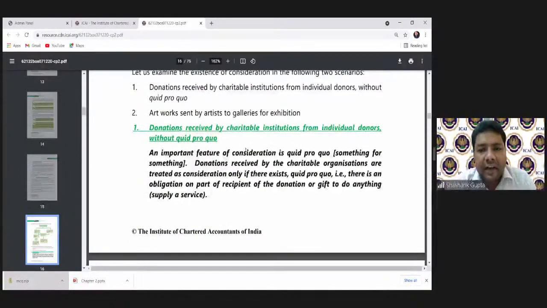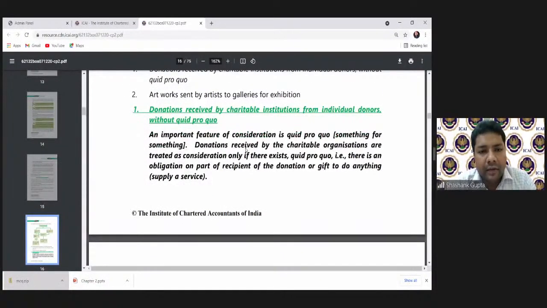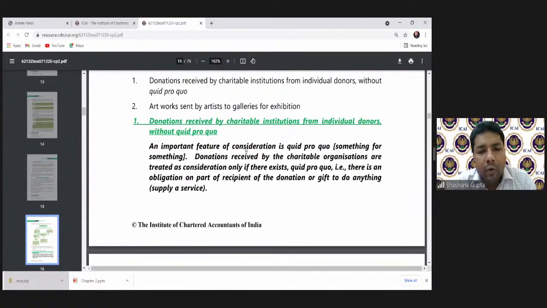Donation received by charitable institution from individual donors without quid pro quo. What is it? Quid pro quo? Quid pro quo is doing something in exchange. When you go to buy a mobile phone, you make the payment by money or card. So the seller is getting money, you are getting the mobile phone, that is quid pro quo.